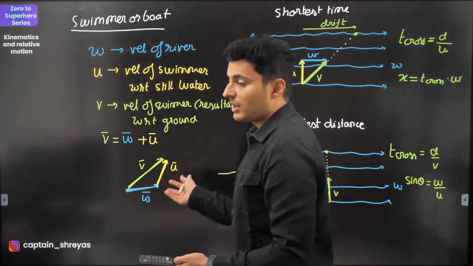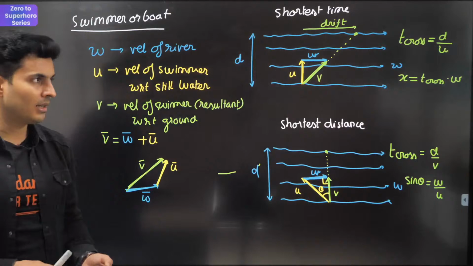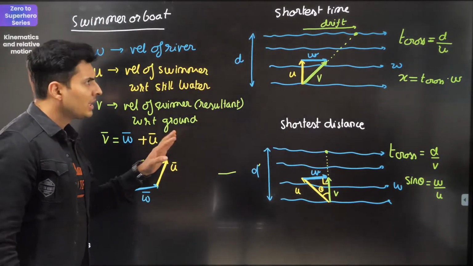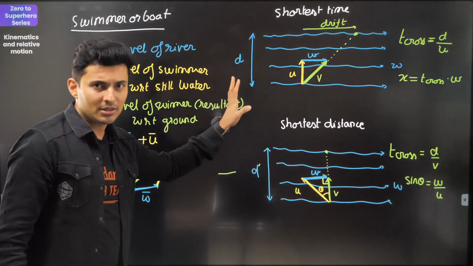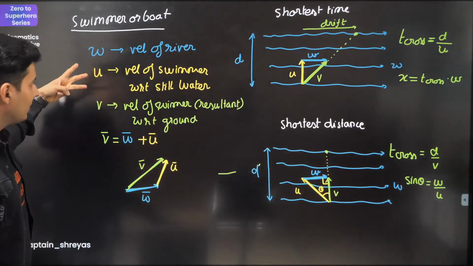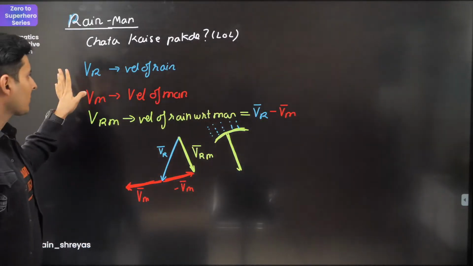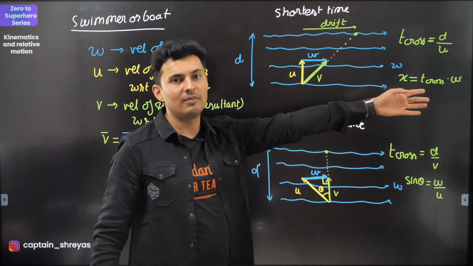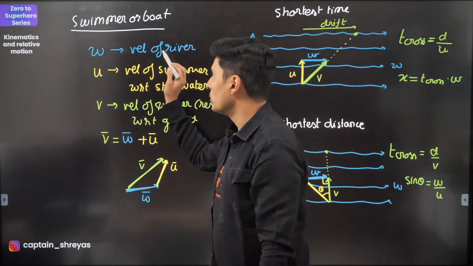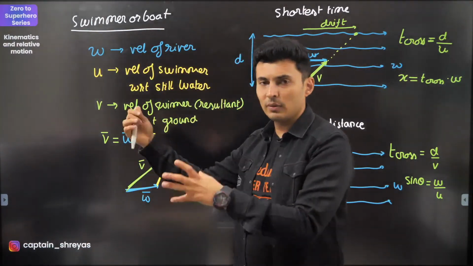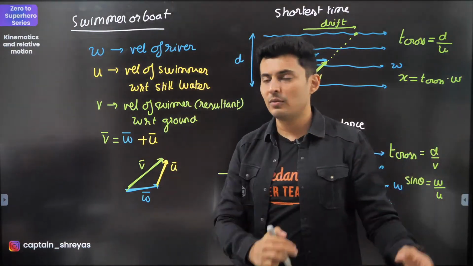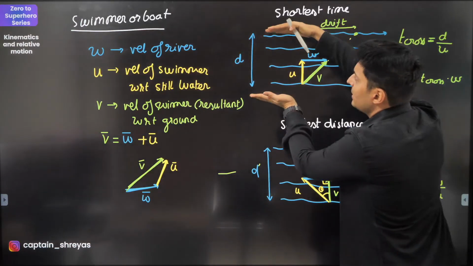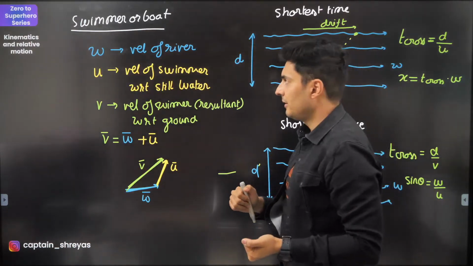Next thing is river boatman, or sometimes it's the swimmer versus river thing. Now, in these kinds of questions, there are again three things, just like the rain man problem. So what are those three things? Number one, the river will be flowing with some velocity. I'm just going to call it W. It is the actual velocity of the river. How much is the river flowing? That is W. The banks are situated at a distance of D from one another.